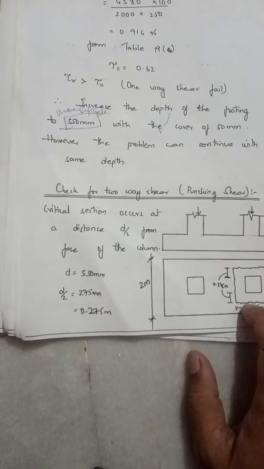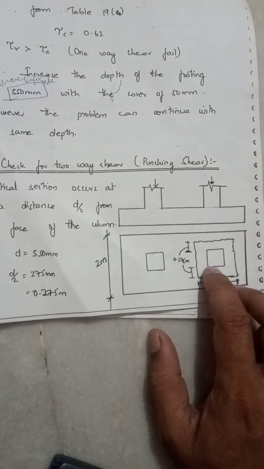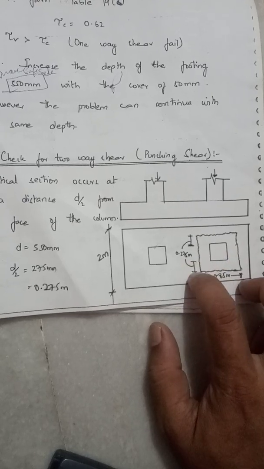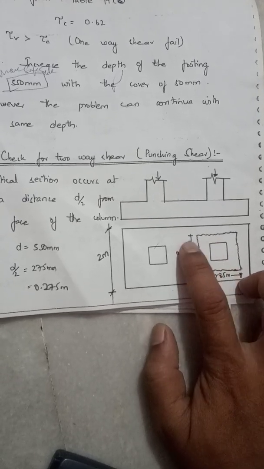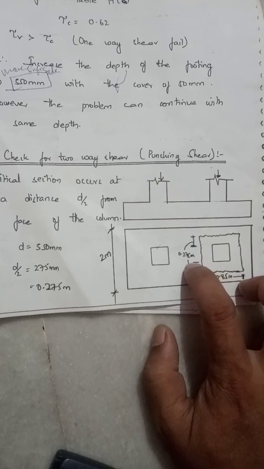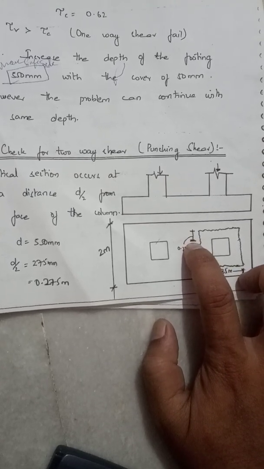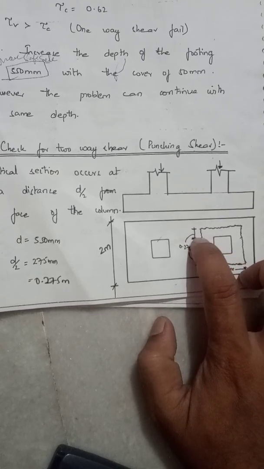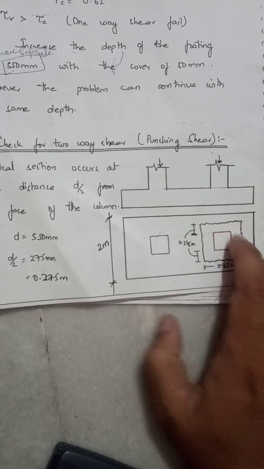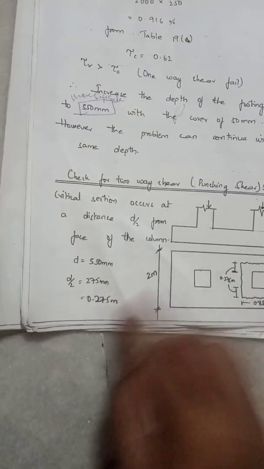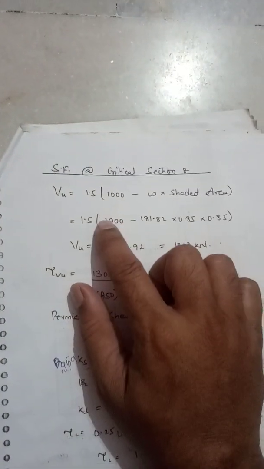D is 550, d by 2 is 275. So it says that 275 from this side, 275 this side. So 275 from the face of the column. Then the column is of 300 and then 275. Same way 275 this way. You can see here the column and this, so you can just see what the total will come up to.